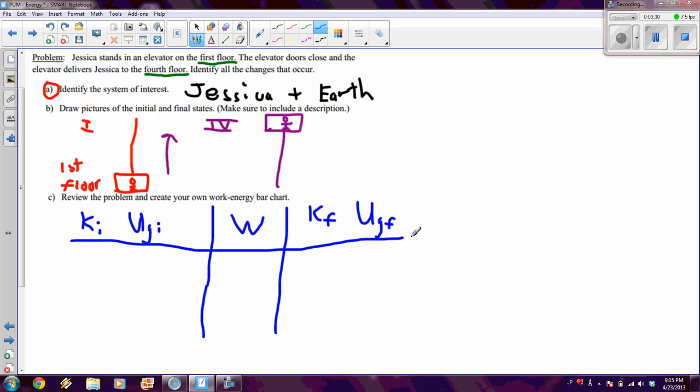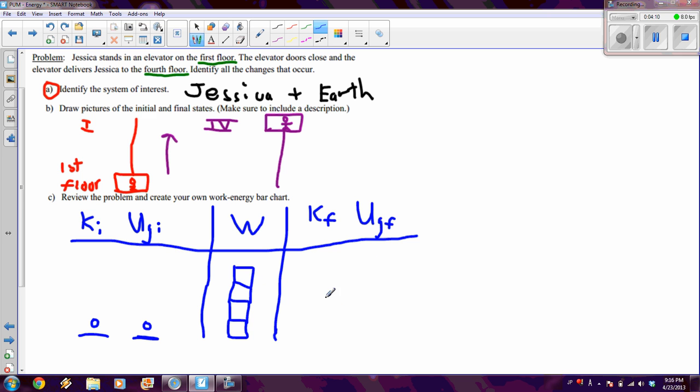So how is this bar chart going to look? Well, I said that she's going to be starting on the ground level, so there is 0 potential energy. She's not moving, so there is no kinetic energy. Like I said before, the elevator is not part of the system, so it's exerting an external force on Jessica, which is lifting her up. So there is work being done. This is going to be positive work. So we'll say 1 block per floor. So there's 1 block, 2 blocks, 3 blocks, and 4 blocks. So this is our work.